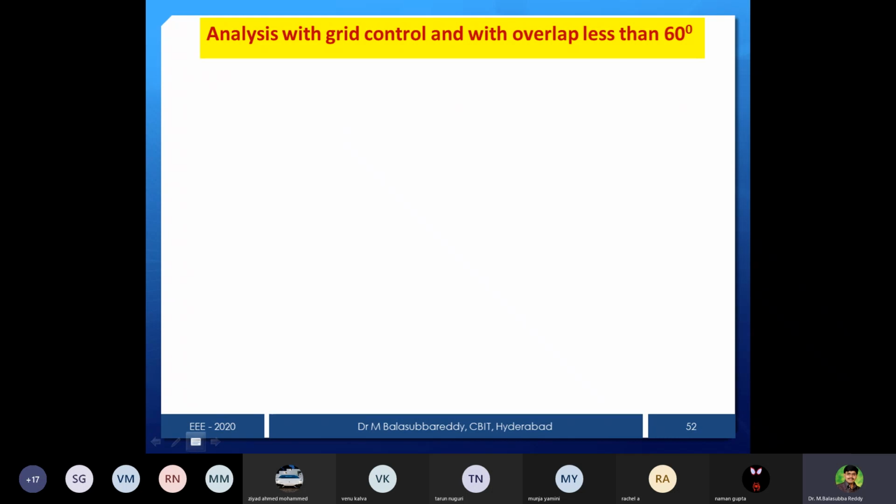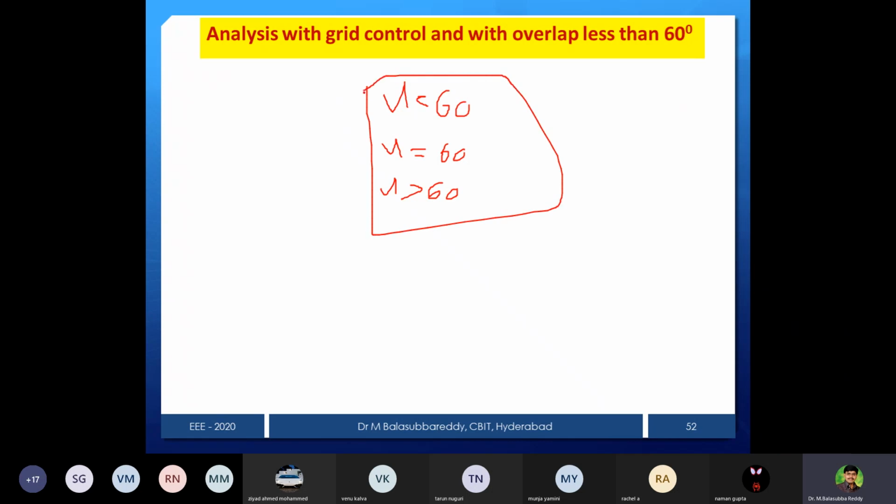In the with overlap case also, there are three possibilities I mentioned. What are the options? With overlap, the overlap angle mu is less than 60 degrees, mu is equal to 60 degrees, and mu is greater than 60 degrees. This is what we can analyze. Now the first case I am considering is mu less than 60 degrees.